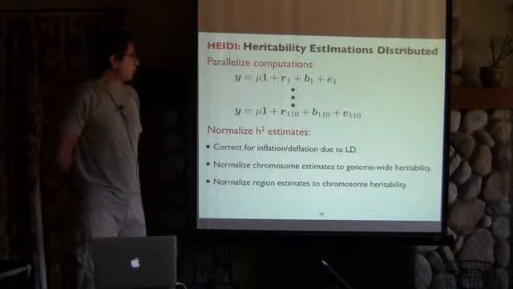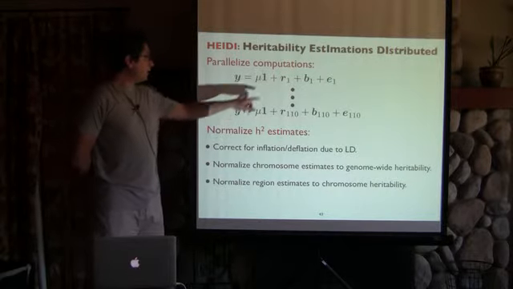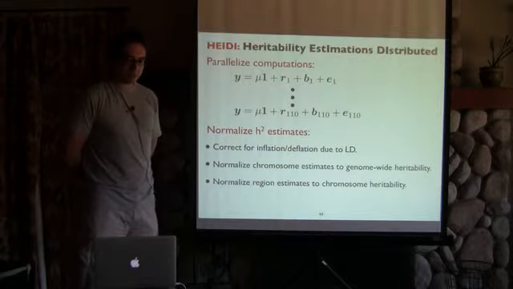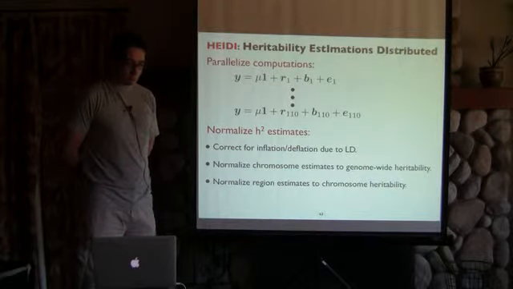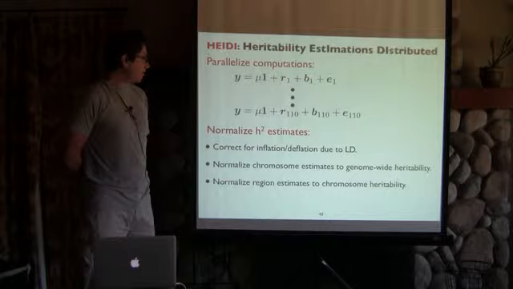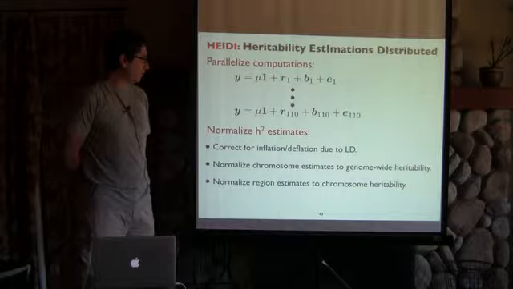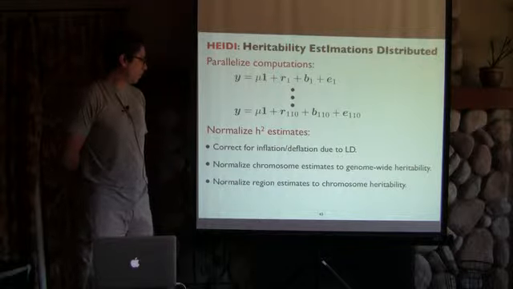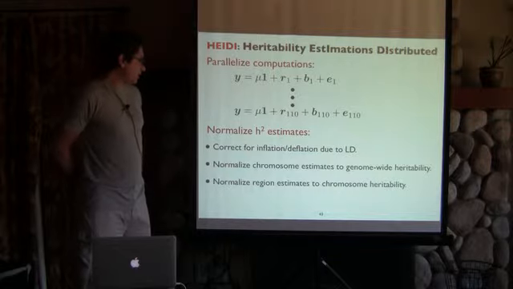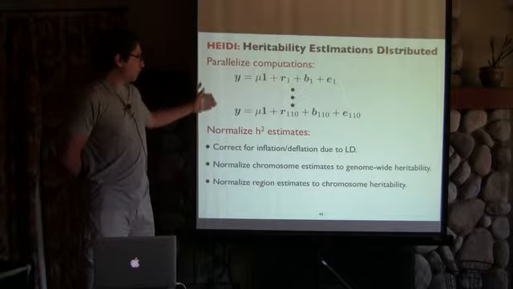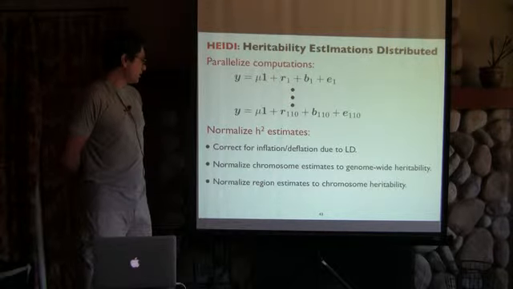However, one problem with this approach is that when we have multiple regions, these regions might be in LD, which means they might share some similar SNPs, and regions that are in LD might take or give heritability or variance explanation to the neighboring regions. To correct for this inflation or deflation due to LD, we propose a normalization once we solve these equations, which is a very simple heuristic.